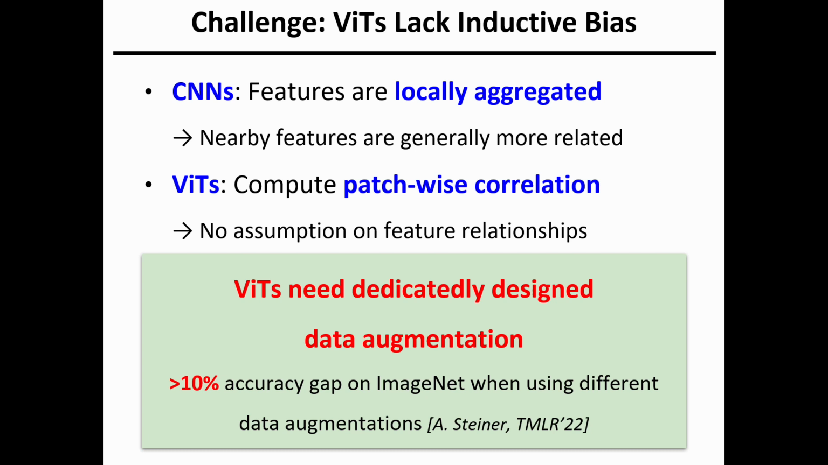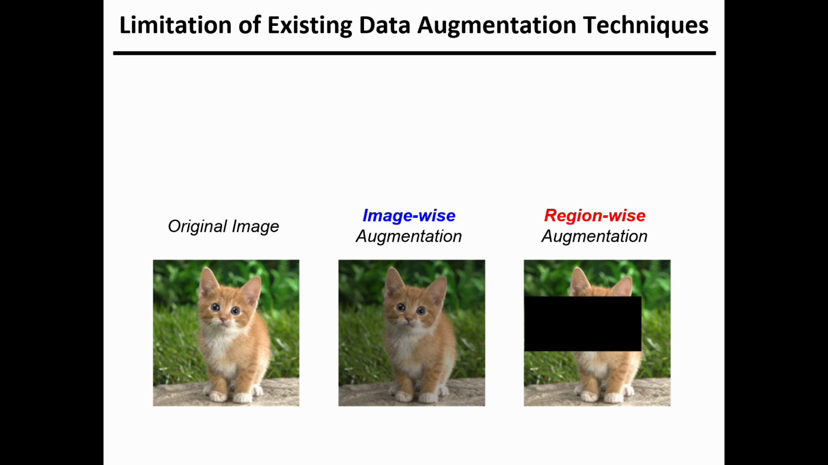an effective training. Specifically, on the ImageNet dataset, using different data augmentations can lead to as high as a 10% accuracy gap. To this end, a question we raise is whether existing data augmentation techniques are really suitable for training a vision transformer. We categorize the existing data augmentation techniques into two major categories, image-wise augmentation and region-wise augmentation, as shown in the figure below.